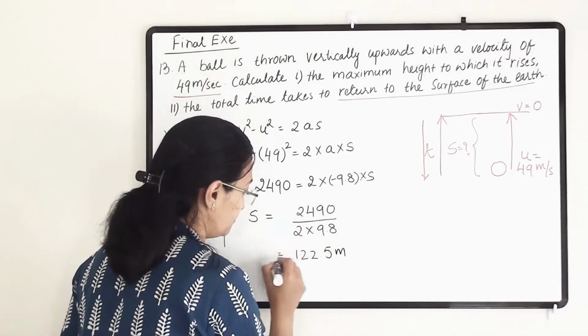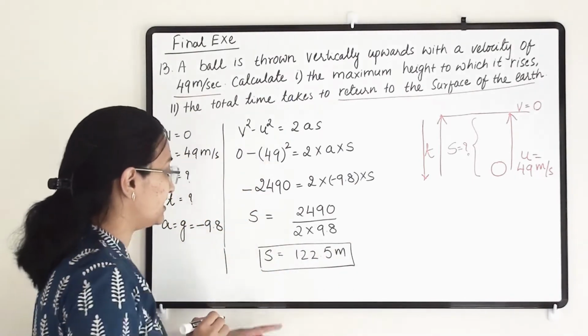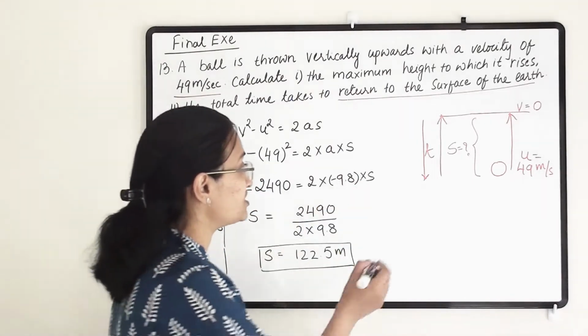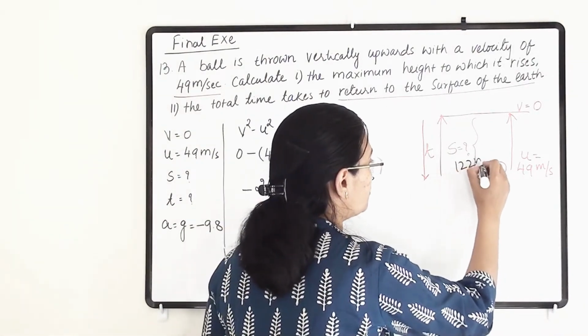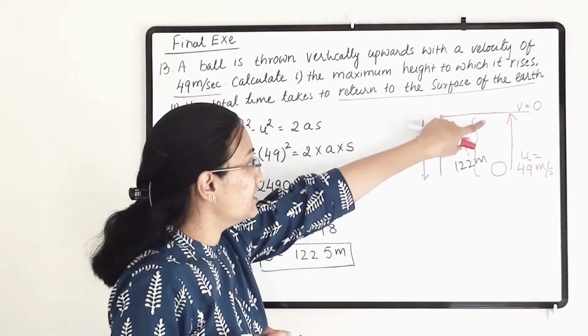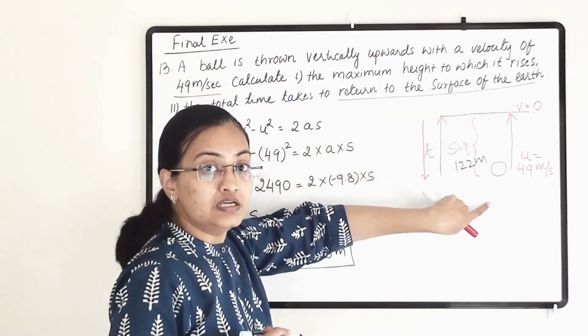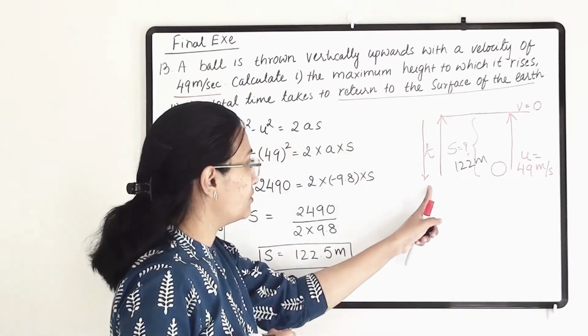122.5 meter will be the answer from this term, and this is our first answer, and that is the distance. So how much distance will it cover once it reaches the top? 122 meter distance it will travel when it reaches the top. Now we have to find out the time.